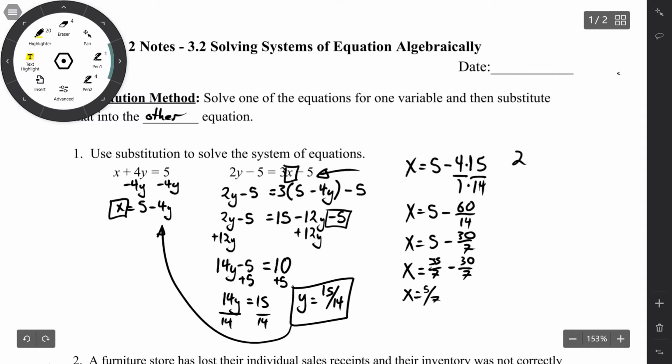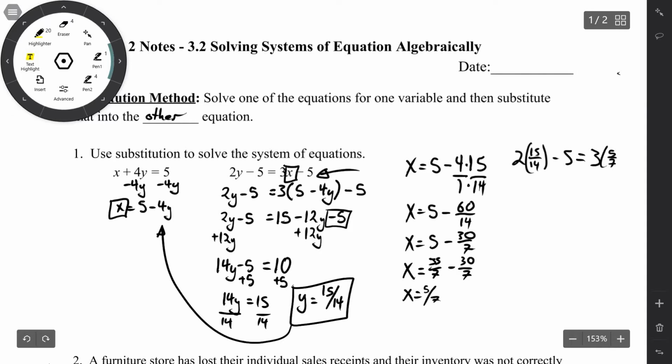I'll plug in 2 times 15 over 14 minus 5 equals 3 times 5 over 7. What am I writing it up there for?